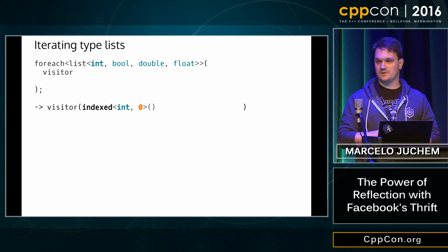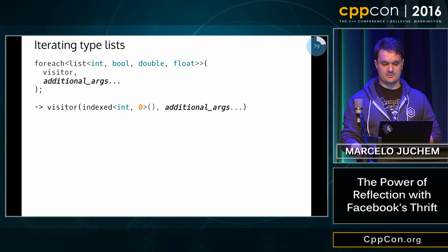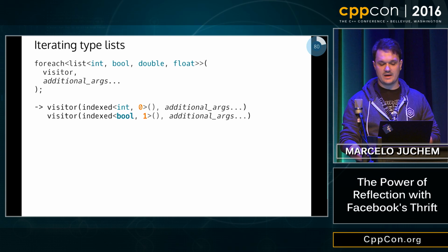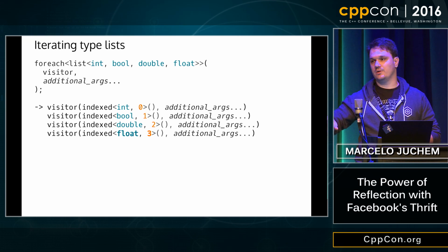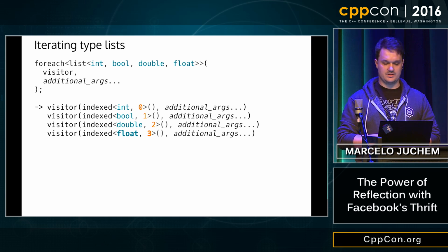So for the first type, and the index at which this type appears. If you have a struct composed of an integer member, a Boolean member, a double member, and a float member, integer will be the first member of the structure, the Boolean will be the second, double will be the third, and float will be the fourth. And as you can see, you can also pass additional arguments that will be forwarded to the visitor later. So you don't have to create stateful visitors. You can simply say, there's a visitor here, give me whatever arguments I pass to for each.